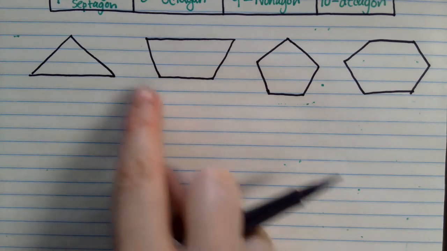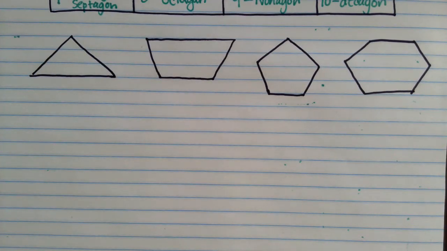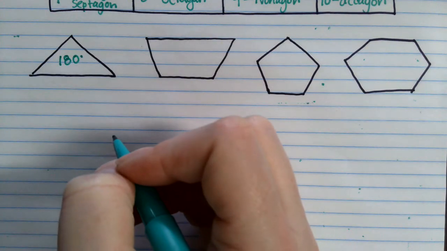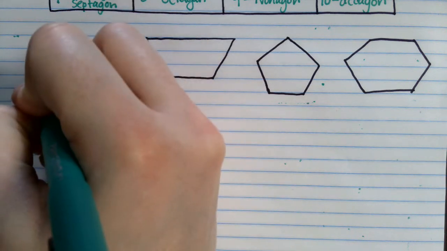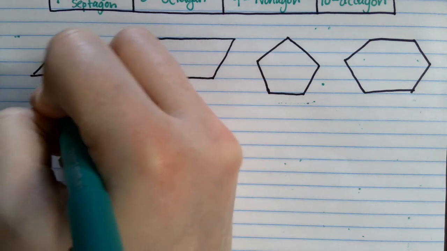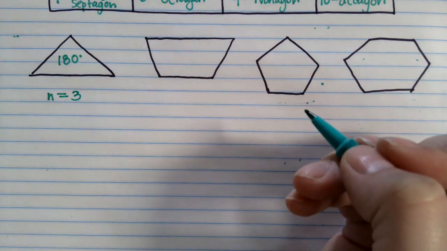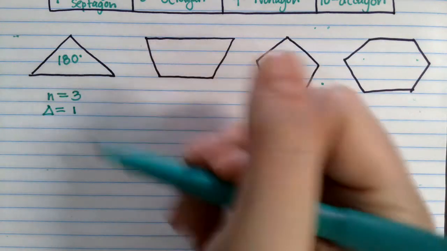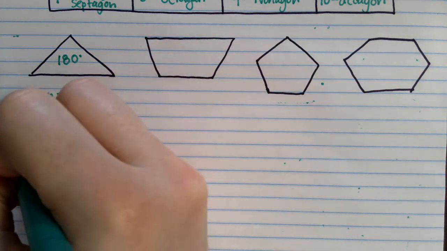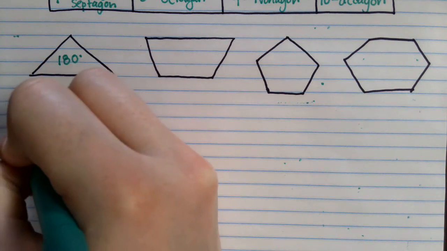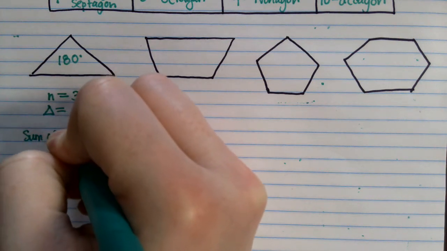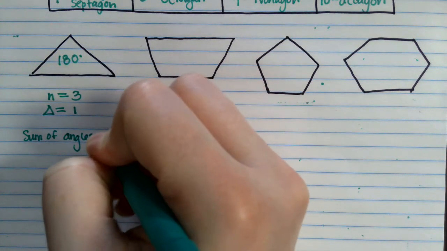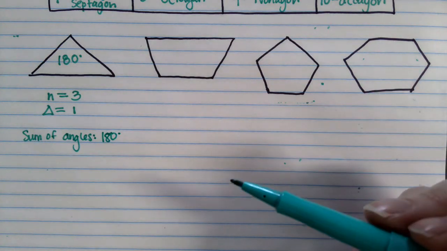And so in order to find the angles on the inside, a triangle is one we already know. We know that a triangle adds up to 180 degrees. And so our n, which is our number of sides, is 3. We have 3 sides. We have one triangle shape, and it's just a triangle, so it's 180. And so our sum of our angles is 180.